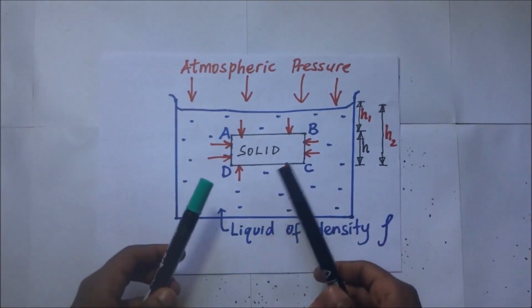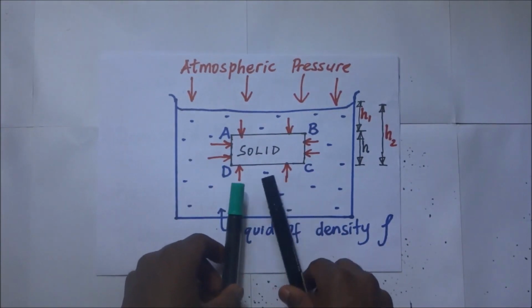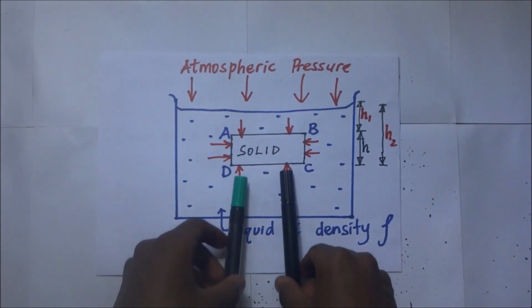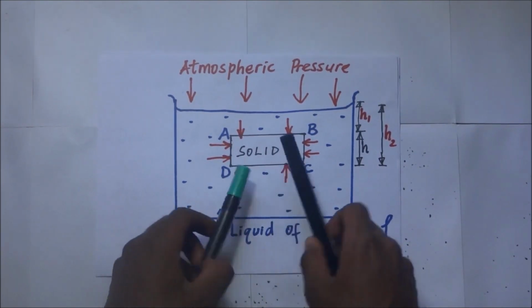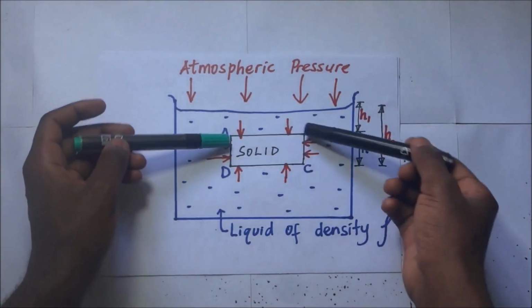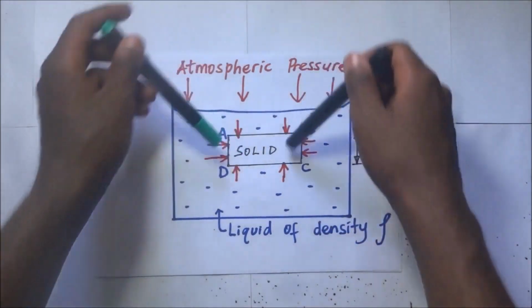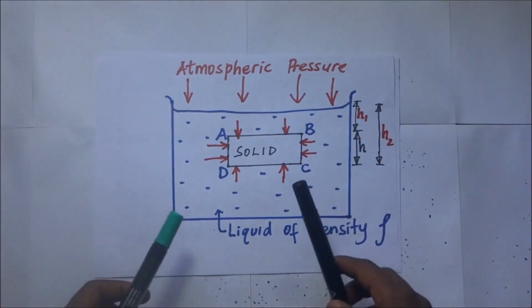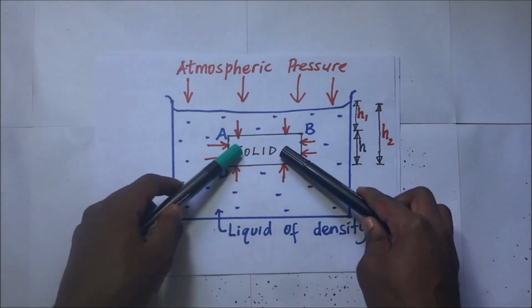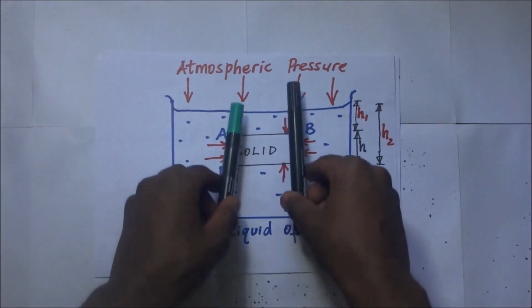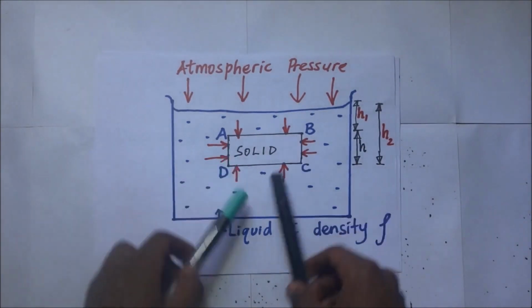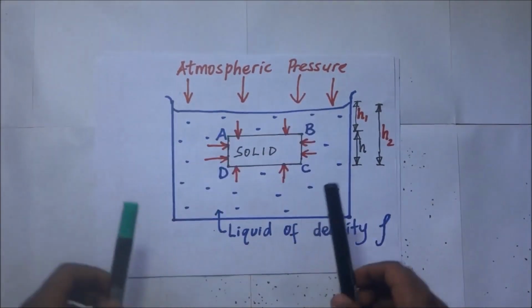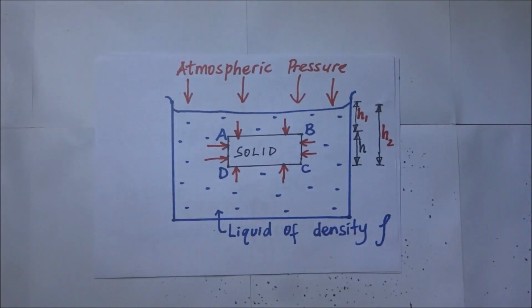But if you look at the fluid pressure down here, the liquid pressure experienced from down below on face DC, that fluid pressure is greater than the fluid pressure experienced on top. And as a result, there's going to be a resultant force acting on this solid in the upward direction. Now that resultant force acting on this solid in the upward direction is what we are calling upthrust. So what is upthrust?